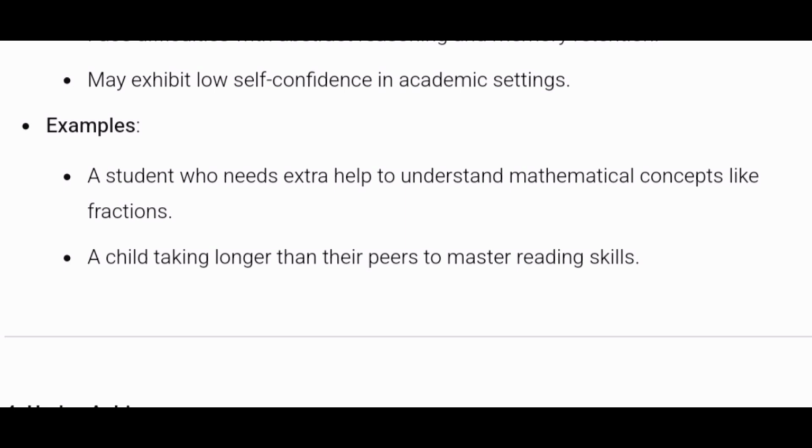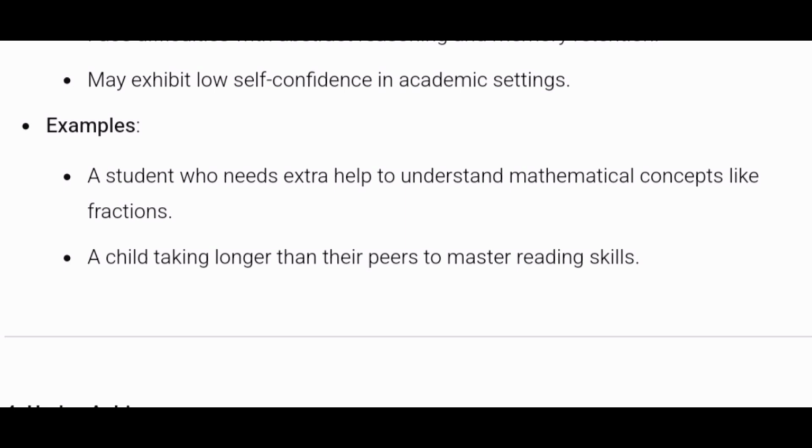Example: a student who needs extra help to understand mathematical concepts like fractions. There are different topics in mathematics like volume, surface area, construction, algebra, polynomials, then geometry, then triangles, circles, trigonometry, right? So some children might be good at construction and might need extra time in fractions, might need extra time in trigonometry, might need extra time in statistics, right? So it depends on the children how they are able to grasp the things which are given to them.